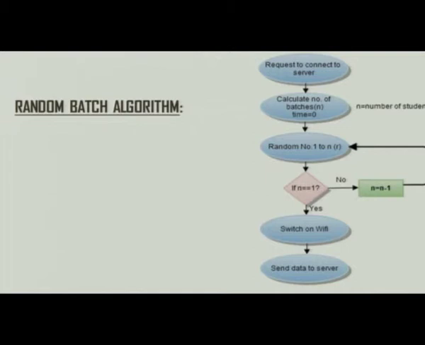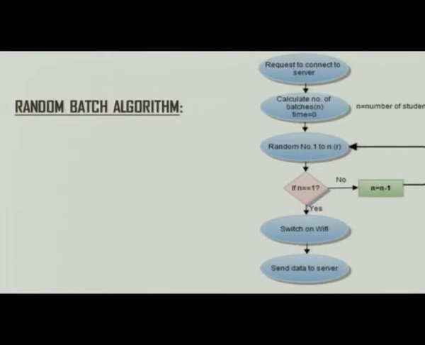Okay, the random batch algorithm. We included this algorithm to improve scalability, because if the router capacity is less than the number of clients, then we need to scale up. So we included the random batch algorithm for every client to connect to the server. For any request the client sends to the server, like a quiz request or response, a poll request or response, or requesting the result, on the client side itself we calculate the number of batches, that is, the number of students in that course divided by 25.